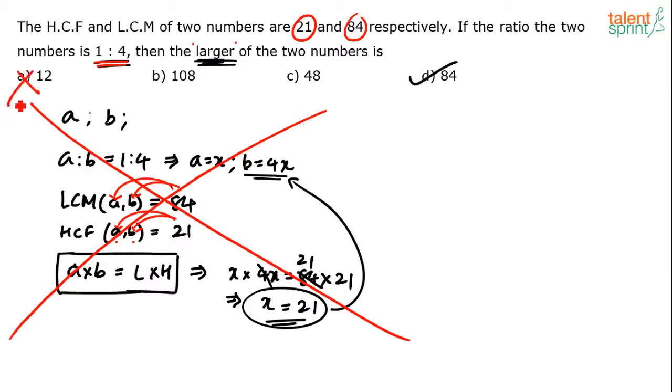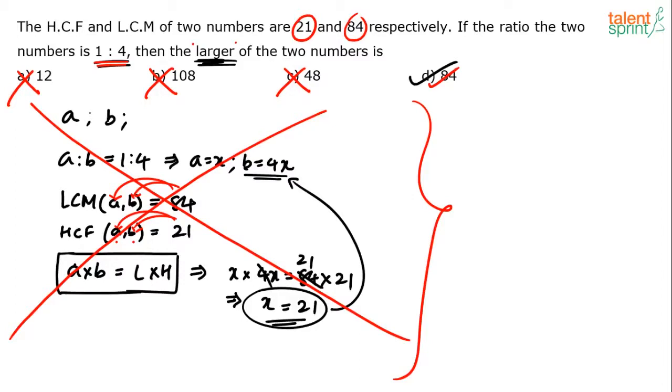Is 12 a multiple of 21? No. Is 108 a multiple of 21? No. Is 48 a multiple of 21? No. Is 84 a multiple of 21? Yes. That has to be the answer. There is no other choice. So if anybody has put pen on paper for marking the answer to this question, I'm sorry, you are not fit for the exam, or rather I would say you are not thinking divergently. You have to think in a smart way. And the smart solution is to just check with the options.